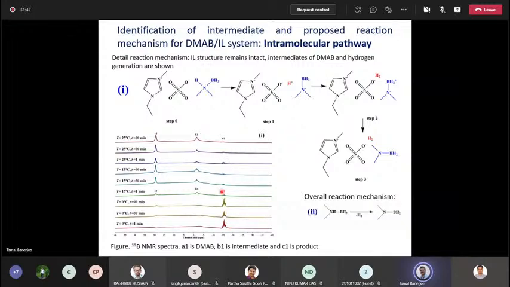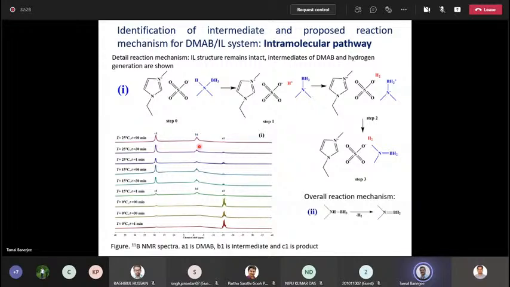At 0 degrees Celsius, the chemical shift does not change, so it means it is fairly soluble in this particular ionic liquid. But when you go from 15 to 25, this B1 peak, which I told you is an intermediate, is assigned to the BH2 moiety. Then the C1 peak at 19 ppm is assigned to the B double bond N. So BH2 is for B1, this B double bond N is for the final product, and this is for the starting material.